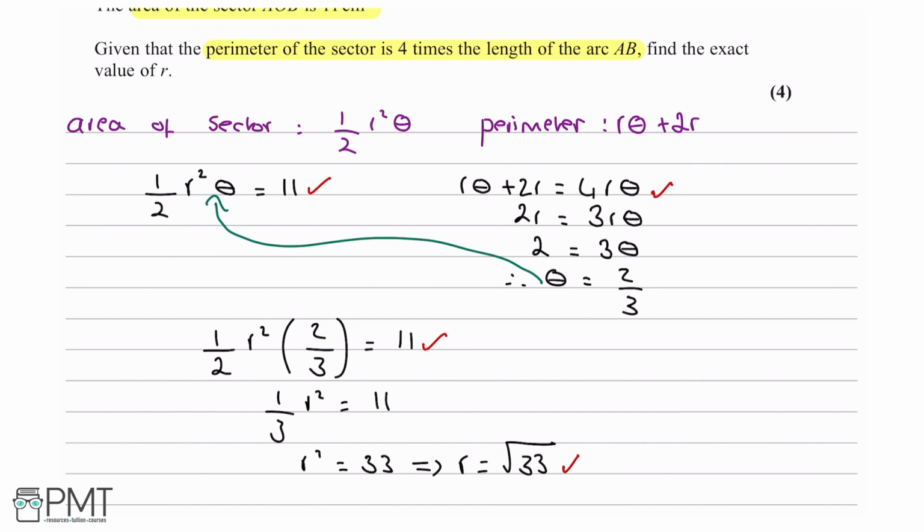And remember, they wanted the exact value of r, so don't convert it to a decimal or try and do anything like that. Just r equals root 33.